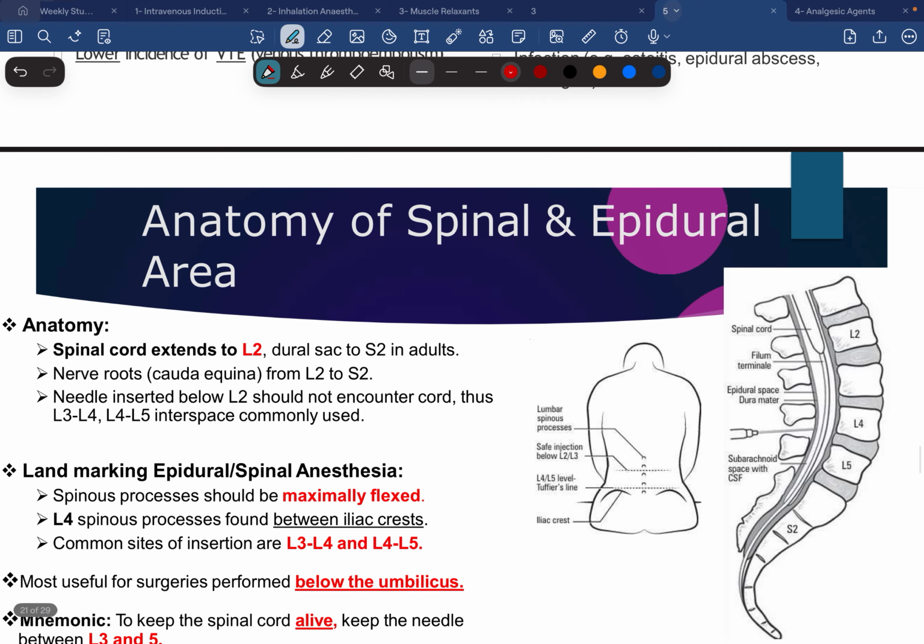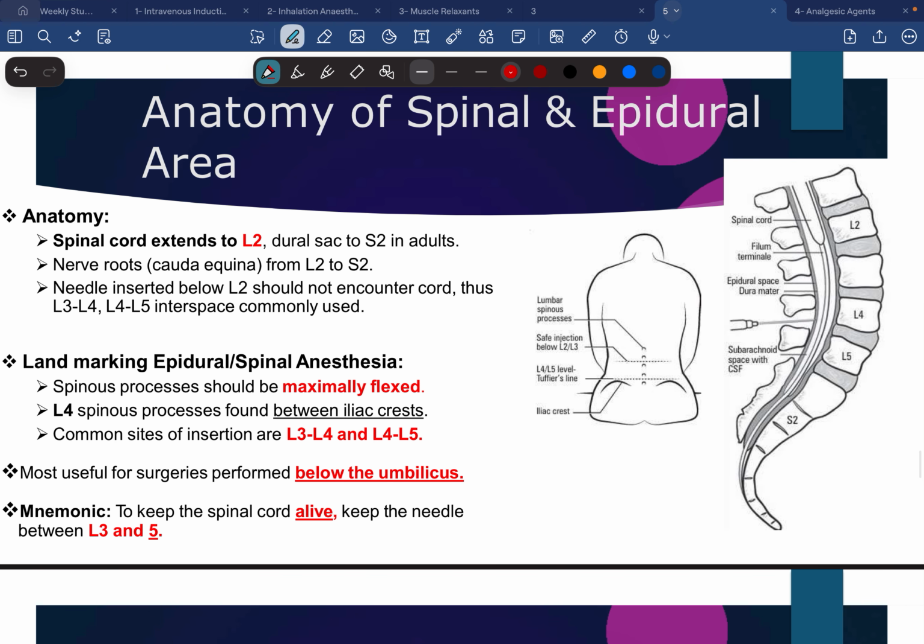Where to go? Spinal cord ends at the level of L2 in adults, and the dural sac ends at the level of S2. Nerve roots, cauda equina, from L2 to S2. A needle is inserted usually below L3. So if you look here, I think I have a picture. Yes.